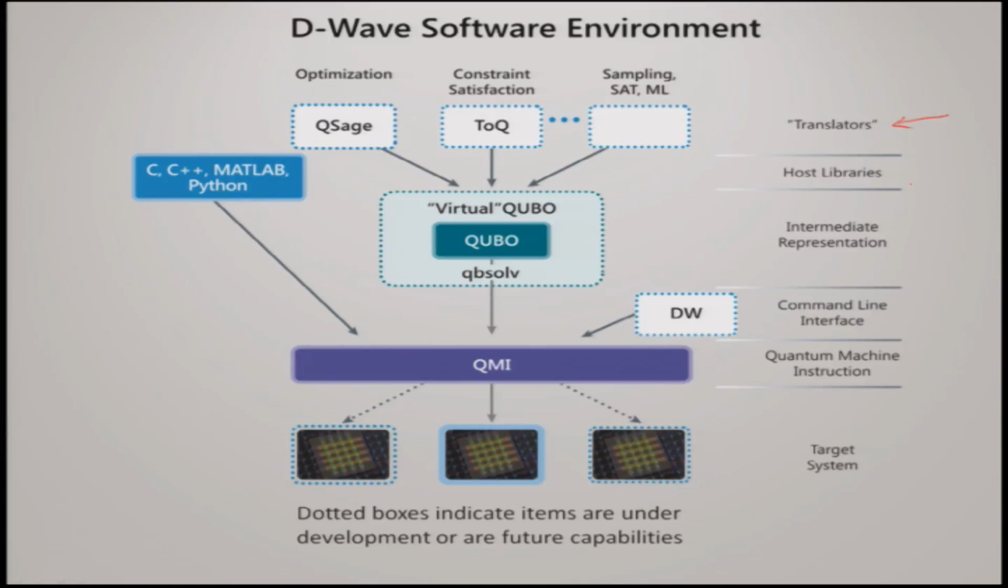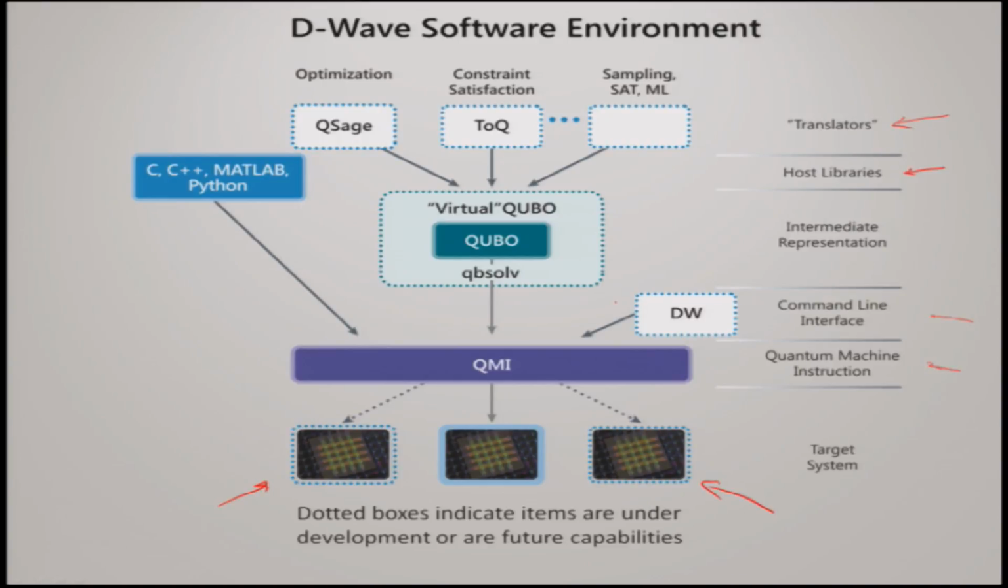There are lots of host libraries of different kinds, as we mentioned, as well as various independent representations, command line interfaces, and quantum machine instructions. So, these are the various ways of interacting with the machine. Many of the developments mentioned in this slide, taken from their website, are under development for future capabilities. Only the direct solid lines are the ones being used currently.